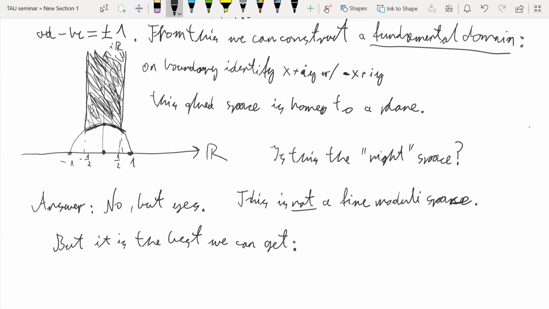The claim I am making is that automorphisms are bad for fine moduli spaces. I'm not explaining why. I can explain it some other time. So there is not a fine moduli space, but it is something that is called a coarse moduli space.